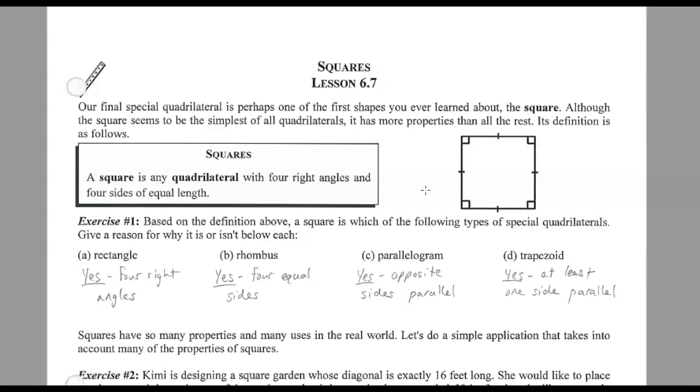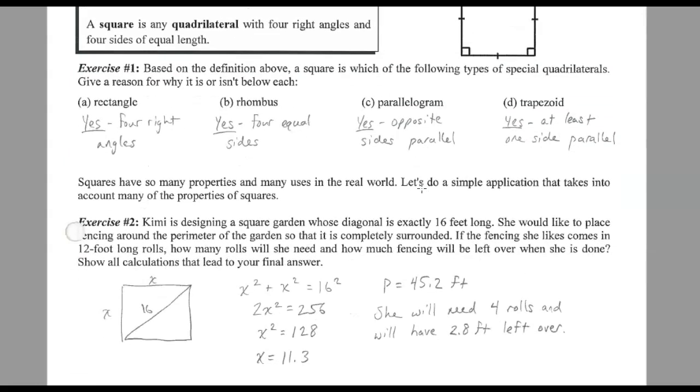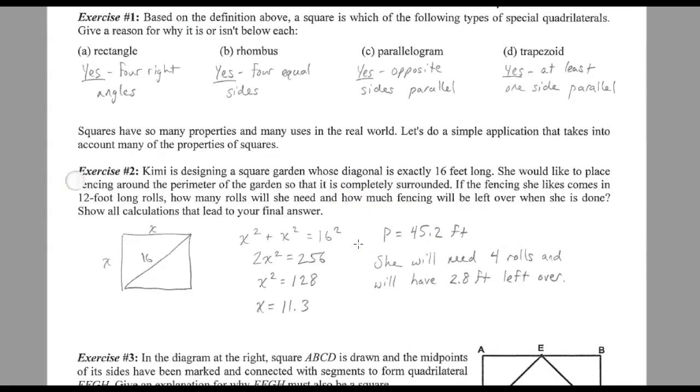Parallelogram, square has opposite sides parallel, so we're good there. And a trapezoid, square has at least one side parallel, so we're good there as well. So it falls under all of the umbrellas, and that puts it as the most specific of the quadrilaterals. Squares have so many properties and uses in the real world, so we'll look at a few of those here.